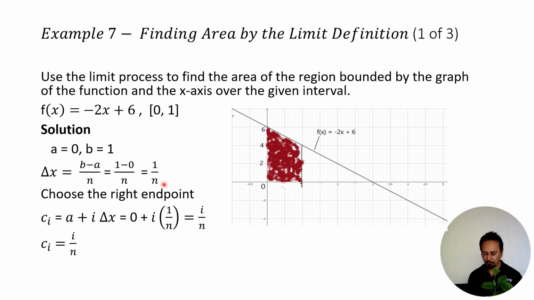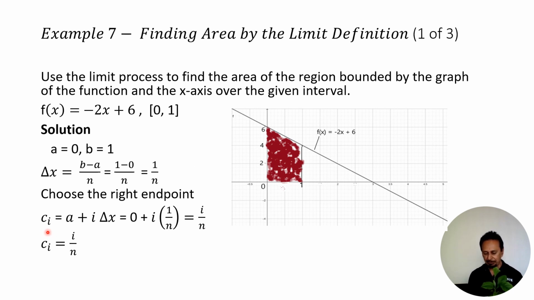So 1 minus 0 is 1, so 1 over n. So delta x is 1 over n. Now we're going to choose the right-hand point. It's easier to use the right-hand point than the left-hand point, so I suggest always using the right-hand point. We'll get the same result.